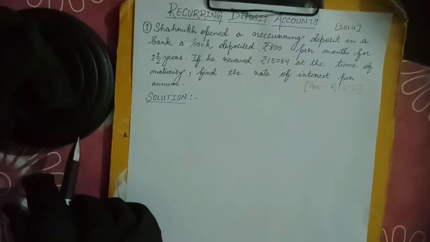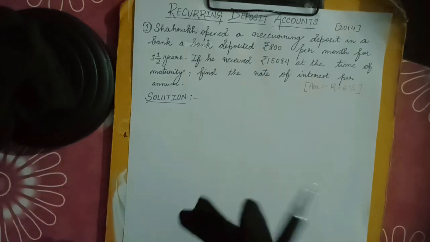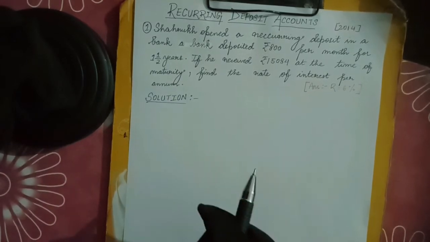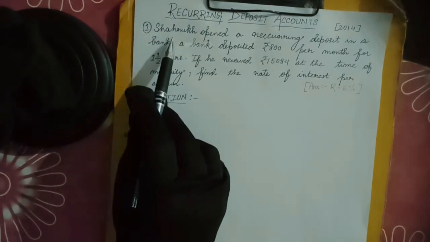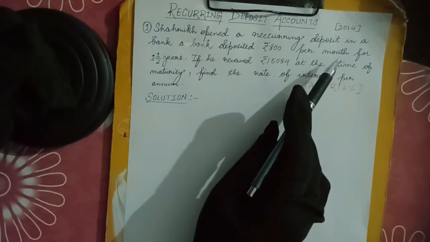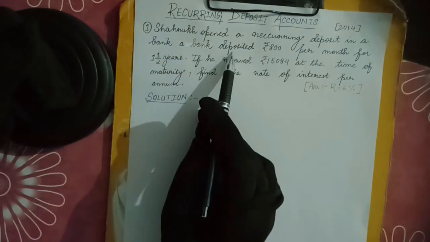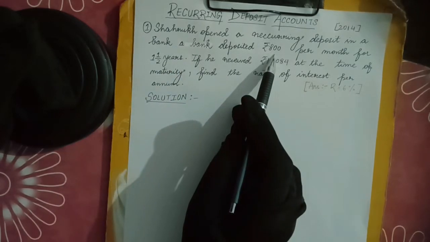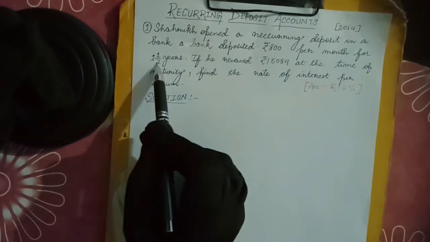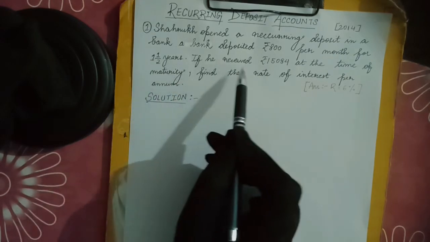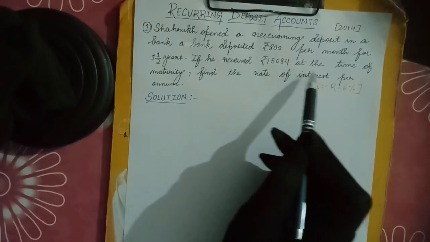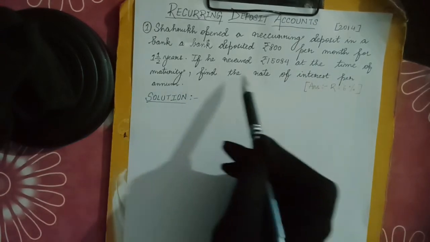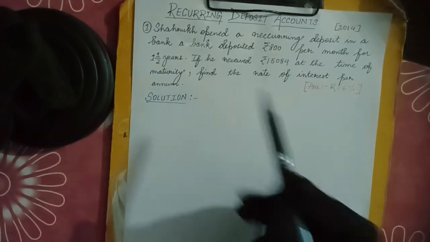So now we are going to solve the year questions of banking, and here goes the first question. Shahrukh opened a recurring deposit in a bank, deposited rupees 800 per month for 1.5 years. If he received rupees 15084 at the time of maturity, find the rate of interest per annum.